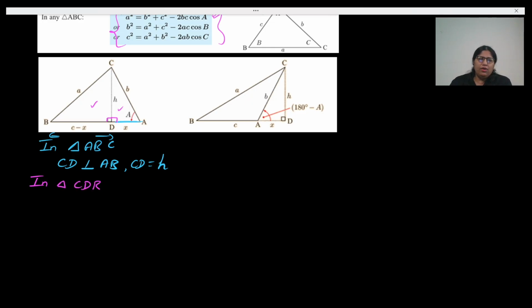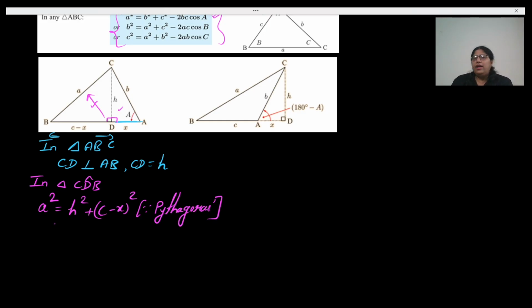So in these two right triangles, you will try to apply the Pythagoras theorem. First, if I take triangle CDB, or BDC, where it is 90° at B, and use the Pythagoras theorem, the hypotenuse is a square. Always remember, the side opposite the 90° angle is the hypotenuse. So a square will be equal to h square plus c minus x whole square, using the Pythagoras theorem, because now you have converted your non-right triangle into right triangles.